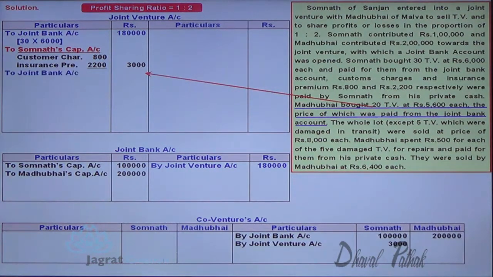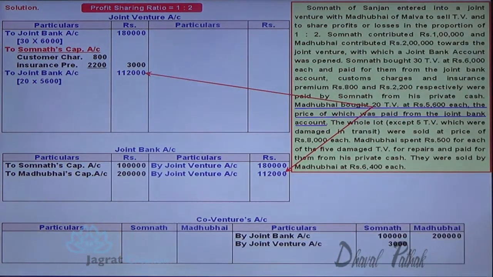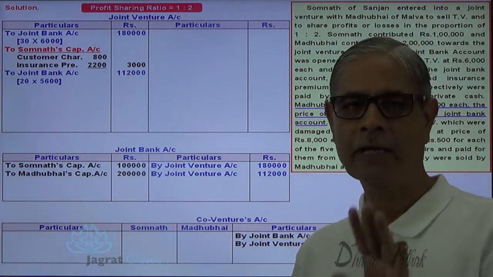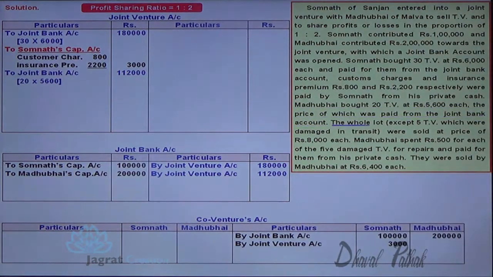So this is a purchases joint venture account debit, joint bank account credit, 5,600 into 20, 1,12,000. Now the whole lot, as I told you, 30 plus 20, 50 sets are purchased, 5 are damaged, so remaining 45 are sold at a price of 8,000.